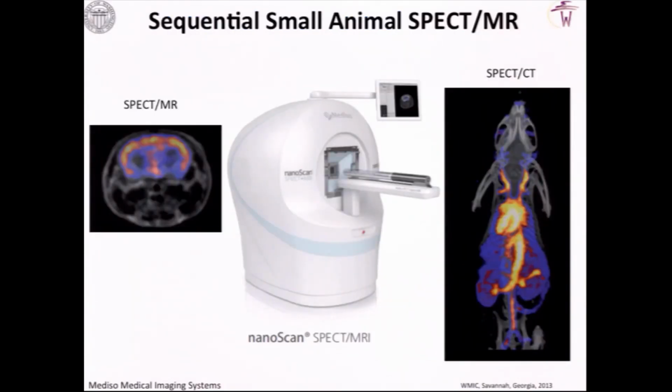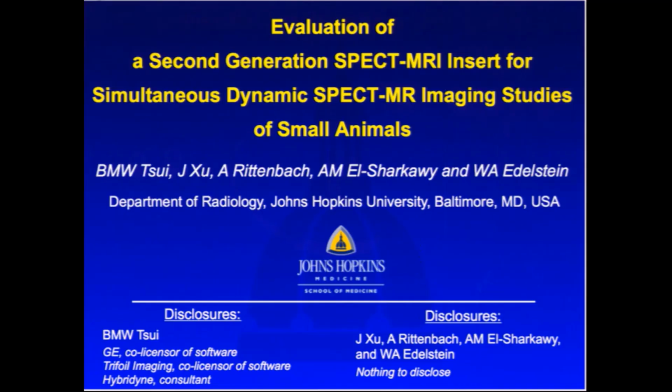Again, now we'll move on to SPECT MR. That same company is making a sequential SPECT MR system. Again, having the MR, you can see that you have better anatomic information than you do in the CT, where you're getting a lot of bone information but not much soft tissue information.